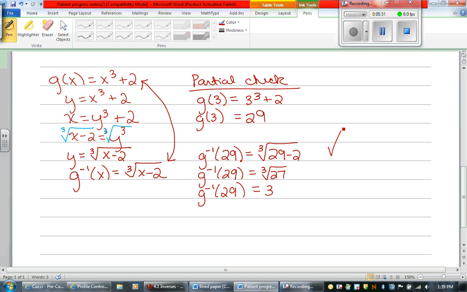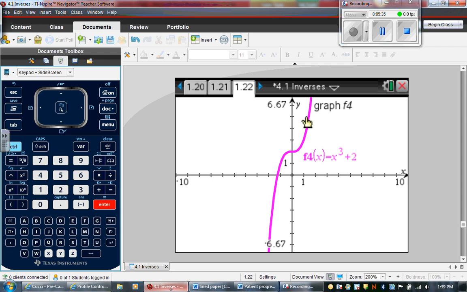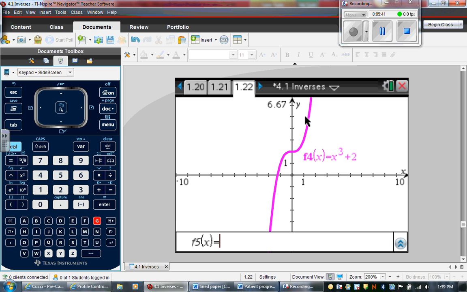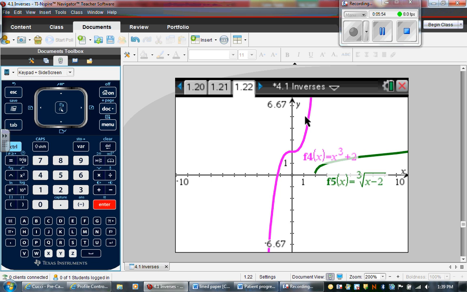So my last step is to take a look at the graphs of these. Here's my original, and we said my inverse was the cube root of x minus 2. Now, if I'm correct, this should look like a reflection over the line y equals x.